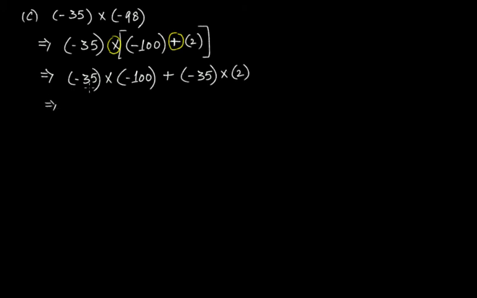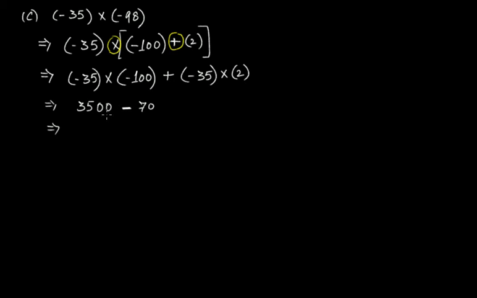If you solve them, this will give you 3500, and then you have this 70. Sorry, this is 3500, and this is 70. Sorry, this is a minus sign here, because minus 35 times 2 will be minus 70, and you have a plus sign here, that's why you'll get a minus sign here.